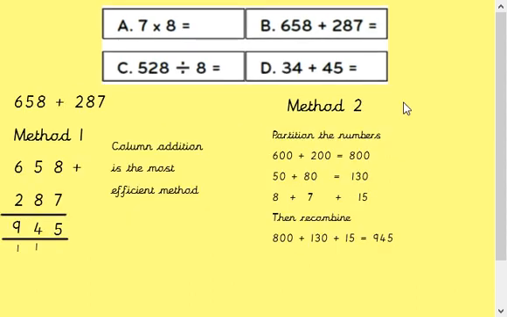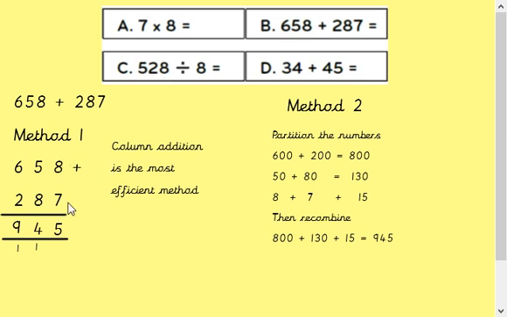Second question this morning is 658 plus 287. Now, some of you might be whiz kids and able to do this in your head. However, old men like myself would have used a pencil and paper, and we would have gone for, if I could, column addition. That's my most efficient method. So the abstract method of column addition.